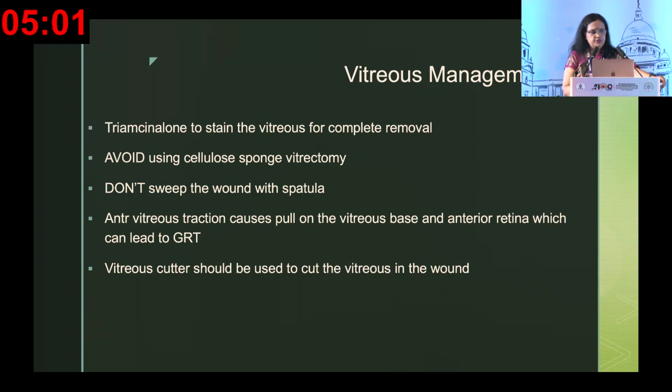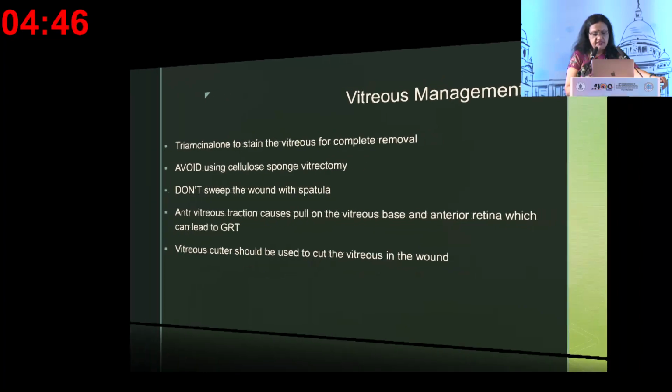That is the most important thing. So vitreous management is very important. Triamcinolone should be used to stain the vitreous. Avoid using cellulose sponge vitrectomy. Don't sweep the wound with a spatula. Anterior vitreous traction can cause a pull on the vitreous base and anterior retina, which can lead to GRT. And vitreous cutters should be used to cut the vitreous even in the wound.